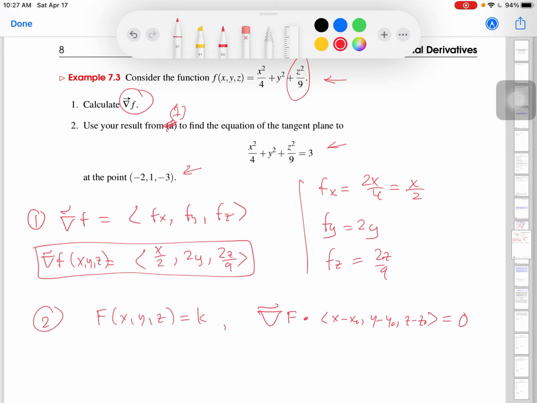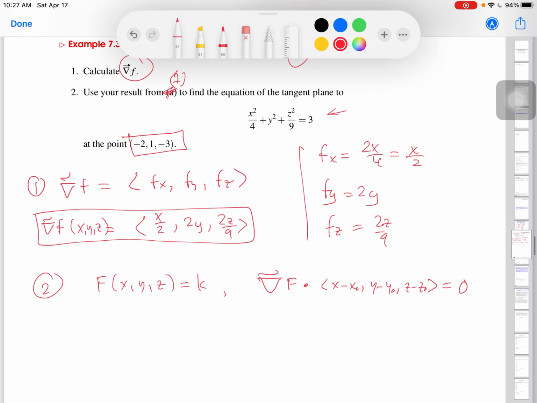So we are given all the information we need, and we've calculated everything more or less. We need to evaluate the gradient vector. This is the point that we want to calculate the tangent plane at. So that's going to serve as our x naught, y naught, and then z naught. And then now we have to calculate the gradient of the function. Capital F is little f in this case. We have to calculate the gradient at -2, 1, and -3.